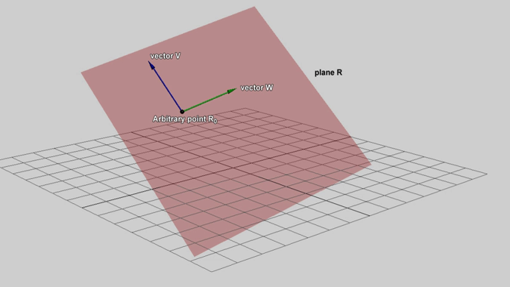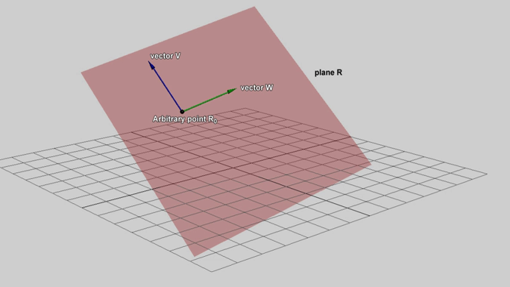n · (r − r0) = 0. The dot here means a dot scalar product. Expanded, this becomes a(x − x0) + b(y − y0) + c(z − z0) = 0, which is the point normal form of the equation of a plane.